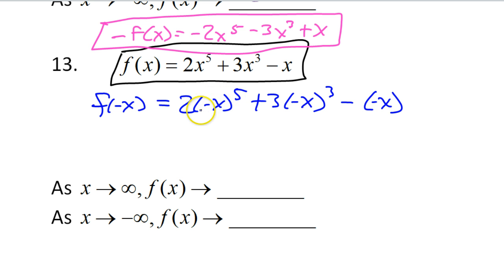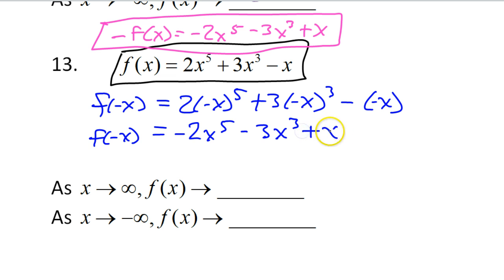Okay, if there's an odd power, the negative is going to stay around. So this will become negative 2x to the 5th power. And this will become negative 3x to the 3rd power. And a negative negative is a positive, so this will be a positive x. So here we have f of negative x.